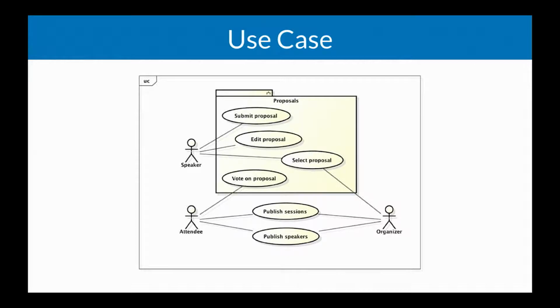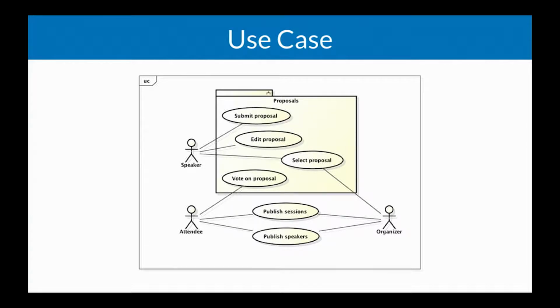And the speaker, for example, will submit the proposal, will edit the proposal. The attendee can then vote on that proposal. And the organizer, based on the votes, will select some of them, select what will go onto the schedule. And when they select, the speaker will get notified of that selection to say, hey, you got accepted, or maybe you didn't get accepted. So they'll get an email or something, although at this point, we don't have to define exactly what that is.